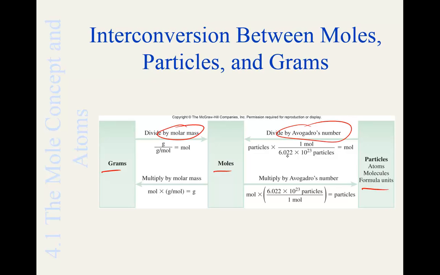And then if we're doing it in reverse like we did with gold, we went from particles, number of gold atoms. We used Avogadro's number to convert that to moles. And then once we got to moles, we used the molar mass to convert from moles to grams. So this is a good slide to look at to understand the process.